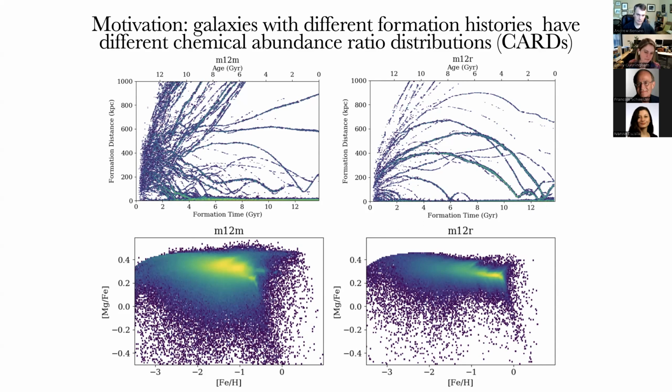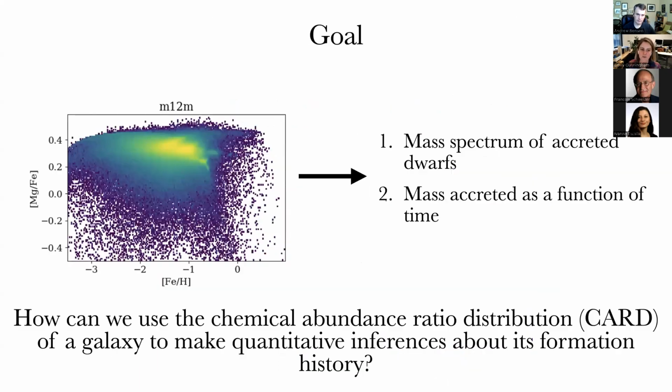In contrast, we have M12M, which is characterized by early accretion as opposed to later-time accretion. If we compare these two distributions, we can see that M12M has a higher relative alpha abundance compared to M12R and is in general lower metallicity. So we can see with our eyeballs that these are very different distributions. The goal of this paper was to ask how we can go from observing an abundance distribution to making quantitative inferences about how this galaxy came to be.